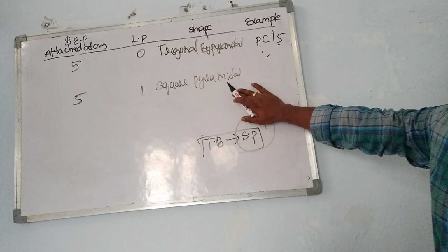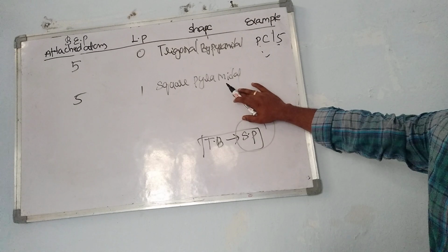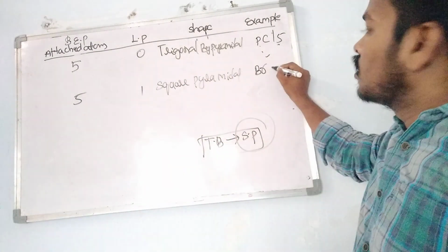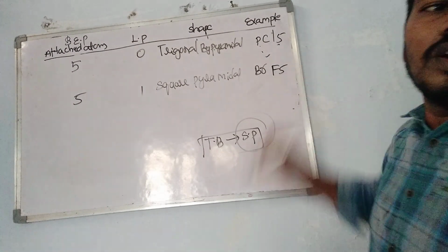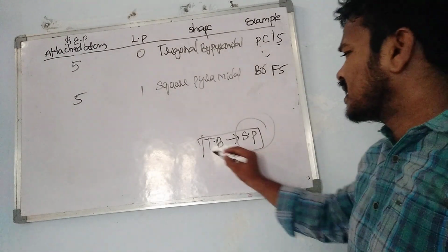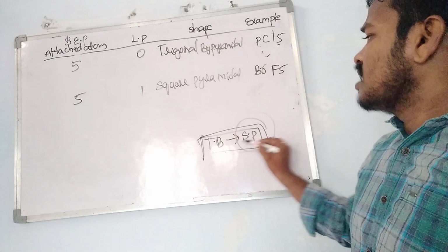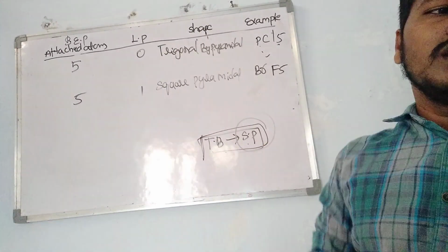So next one is square pyramidal. Here the condition is 5 atoms should be attached and at the same time 1 lone pair. BrF5, you can see. So you can remember TBSP: trigonal bipyramidal, square pyramidal. You can easily remember.